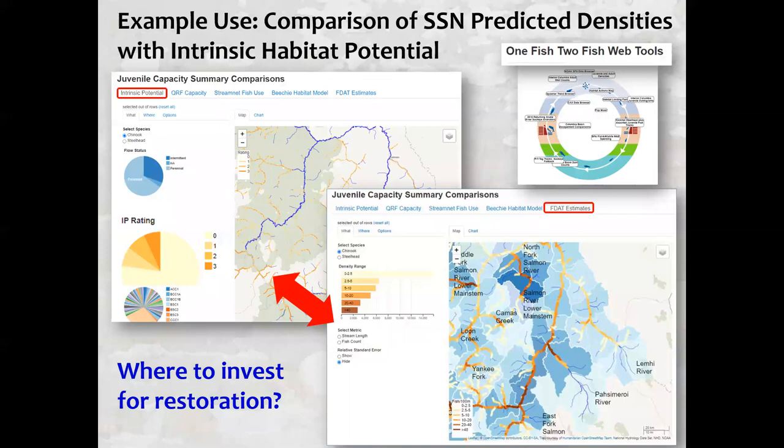Another potential application of this, and something that BPA has been interested in, is using these maps that represent what the actual densities are on the landscape with their modeled representations of intrinsic potential. And so, how much would there be under restored conditions? Again, these are all geospatial, so you can subtract one from the other to try to identify and maybe be spatially precise about where you would target restoration actions going forward.